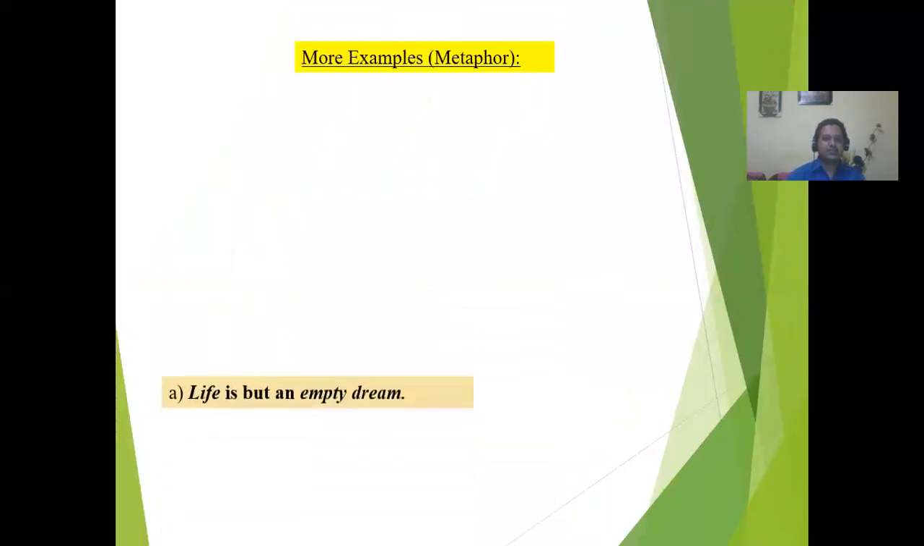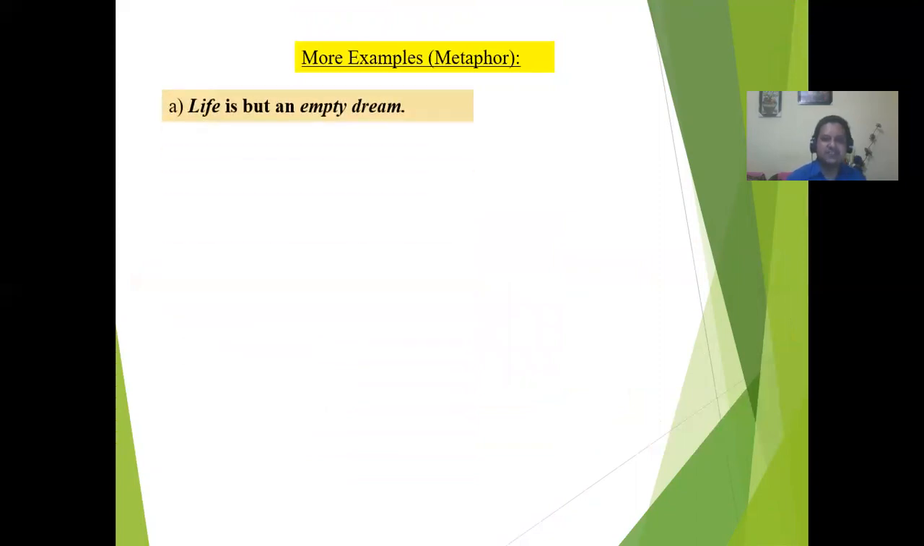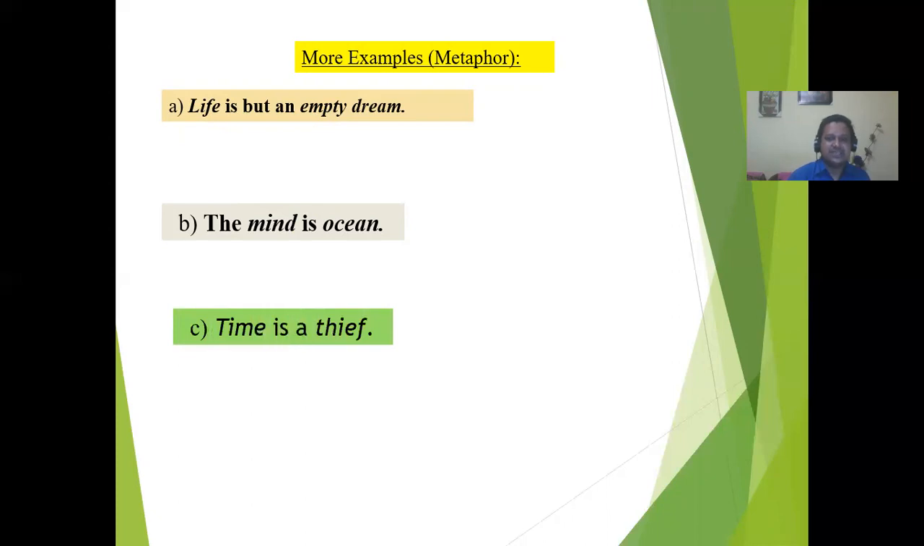More examples of metaphor. "Life is but an empty dream." There is a resemblance between life and an empty dream. The comparison is implied, indirectly stated. There is, of course, a resemblance. "The mind is an ocean." There is a resemblance between mind and ocean. "Time is a thief."